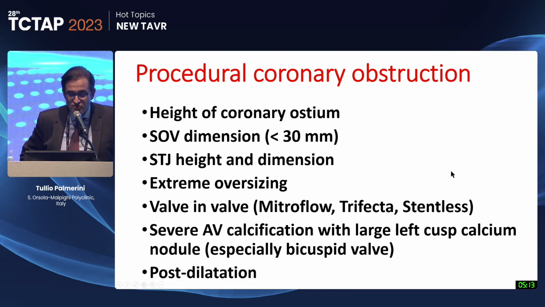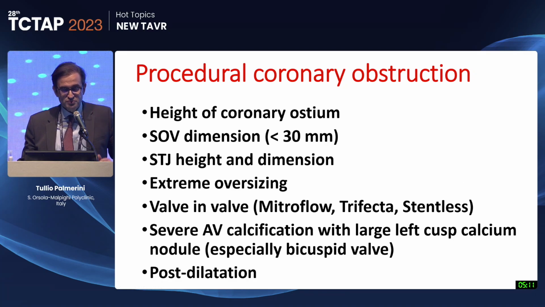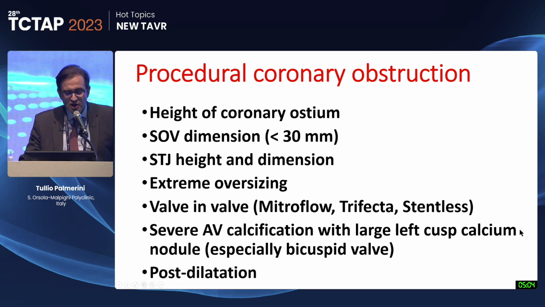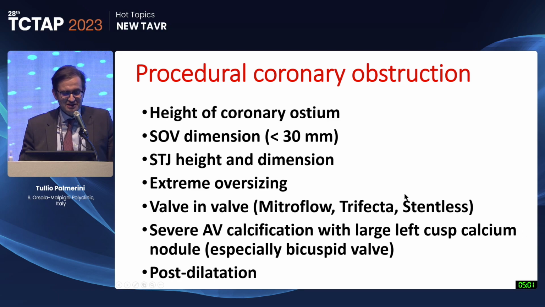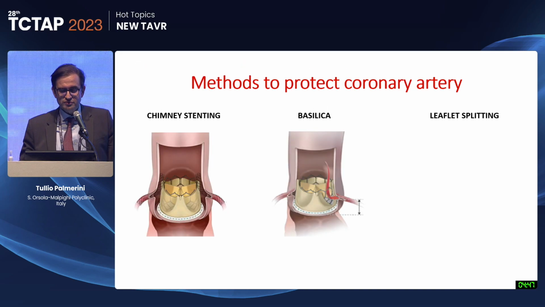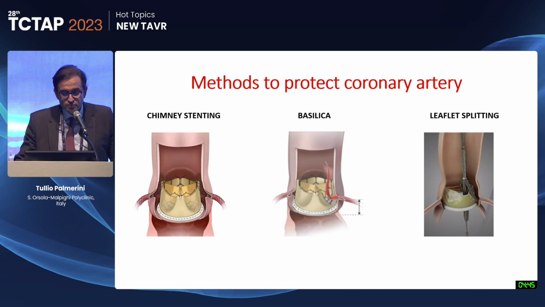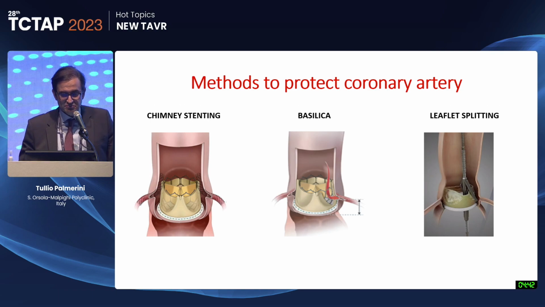So these are the risk factors for procedural coronary obstruction: height of the coronary ostium, SOV dimension, STJ height and dimension, extreme oversizing, the use of certain valves such as Mitral flow, Trifecta, and stentless, severe aortic valve calcification with a large left calcium nodule, especially in bicuspid aortic valve, and post-dilatation. So there are three methods to protect the coronary artery: chimney stenting, BASILICA, and leaflet splitting.